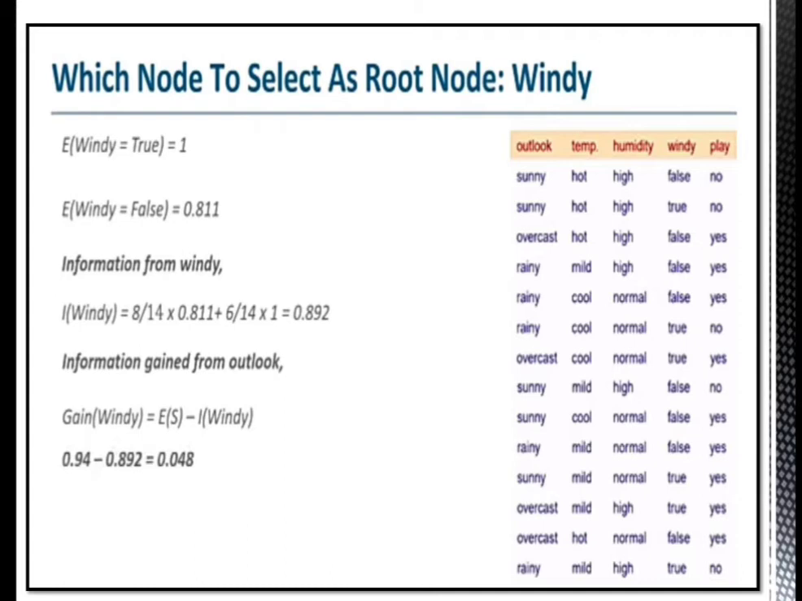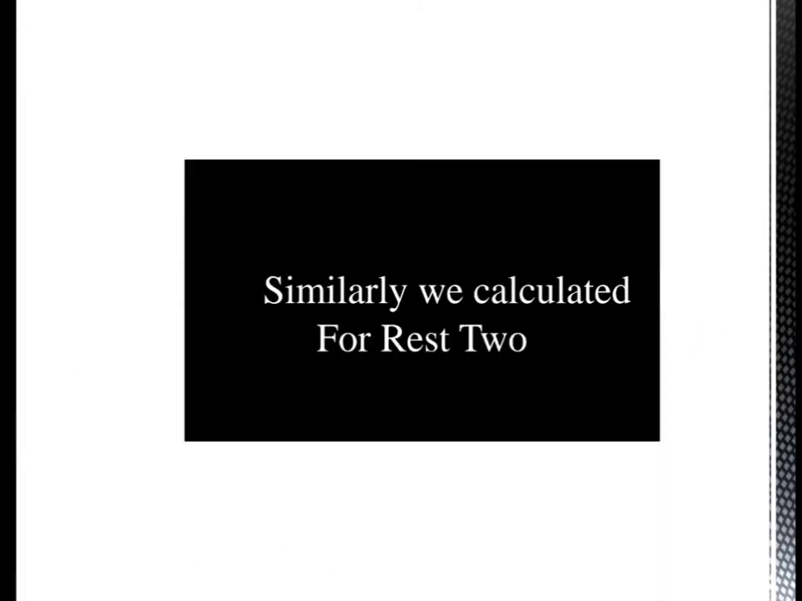So information from windy will be, for false how much we have? 8 instances, 8 by 14 into the entropy of that, 0.811, plus 6 by 14 into 1. This is the information from windy, 0.89. Information gain from windy will be 0.94 minus 0.89 equal to 0.048. So this is the information gain for the windy attribute. Similarly, we calculate for the rest too.